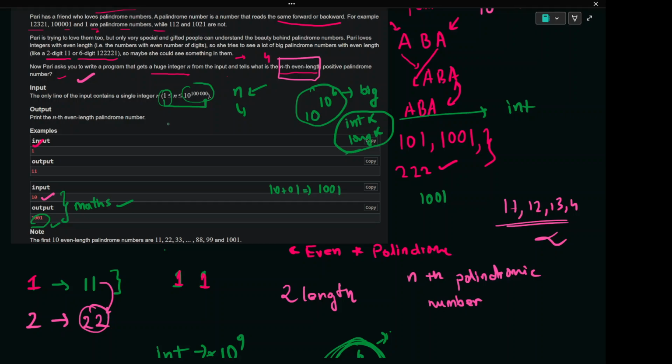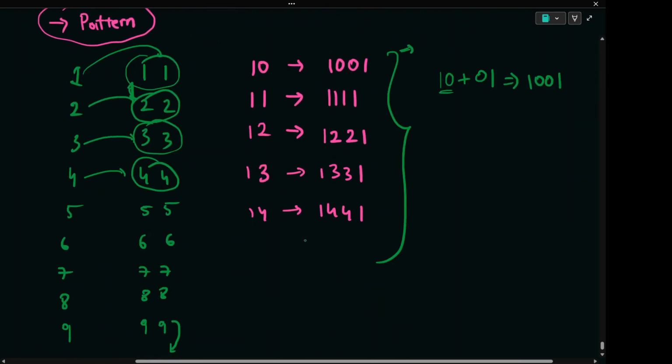So will it work for 1? 1 plus reverse of 1, that is nothing but 1 1. So here it is a string, guys. Don't get confused. It's not a number. It is nothing but 1 1. Is that our answer? Yes. So there we go. We got a pattern here.